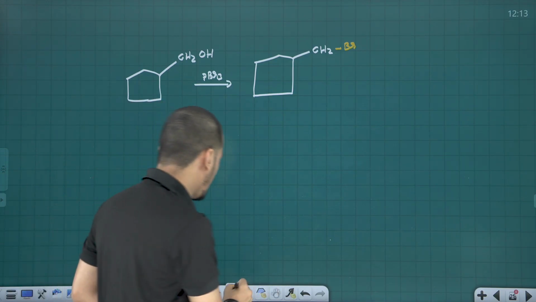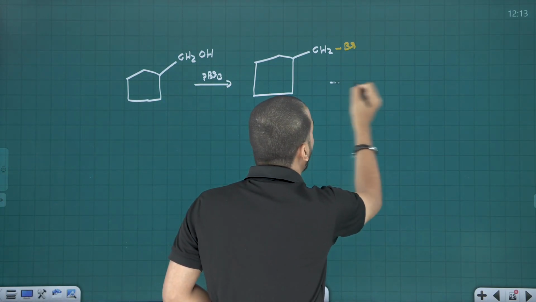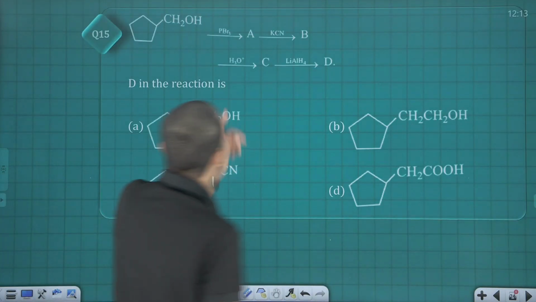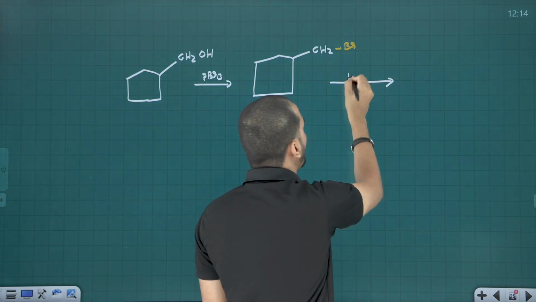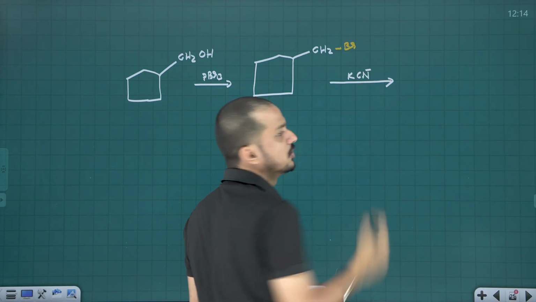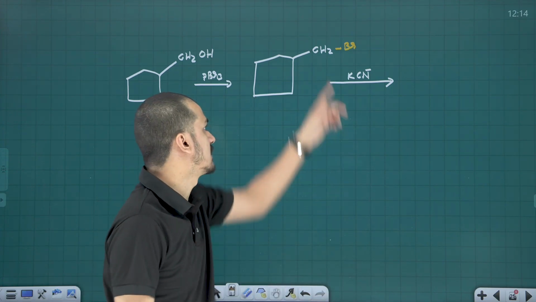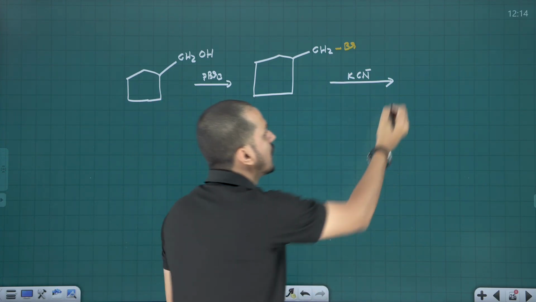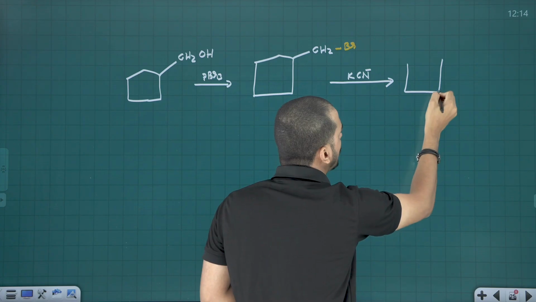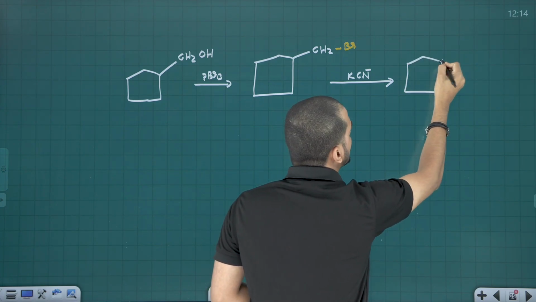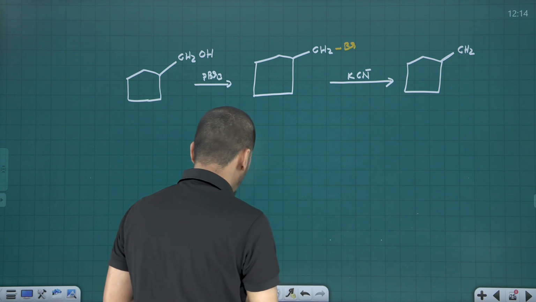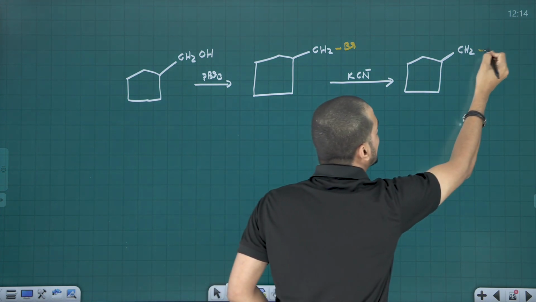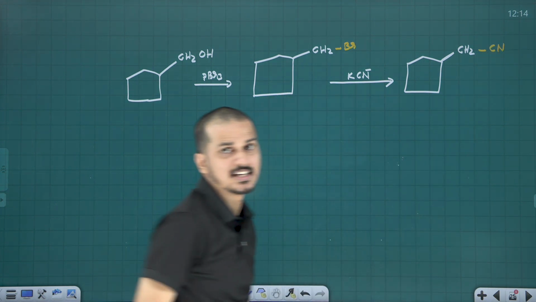Next, after this one, what you are doing? You are treating with KCN. KCN means they will provide what? CN minus. So nucleophilic substitution reaction. Instead of bromine, CN will come. So here you can see CH2, and instead of bromine, CN will come.